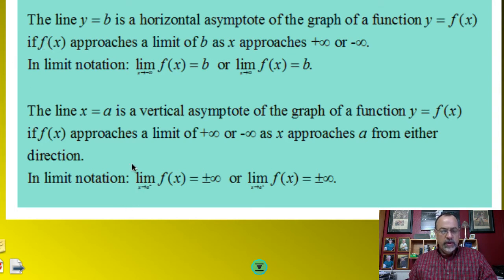So what we want to practice then is using this limit notation that we have.